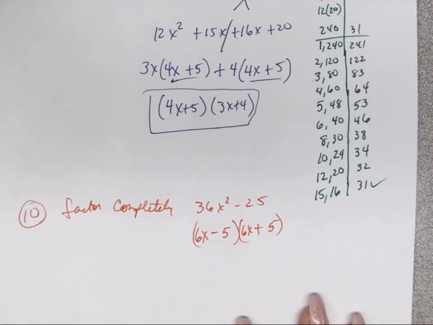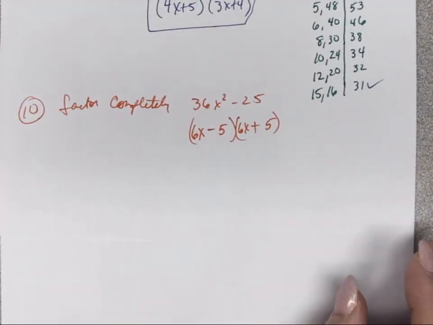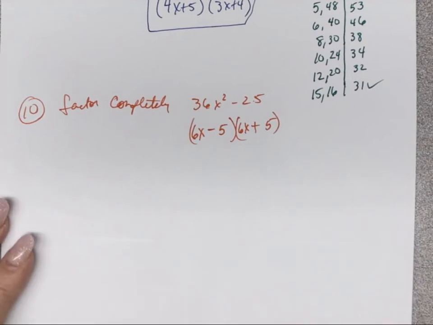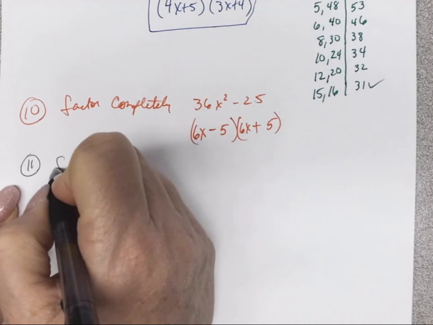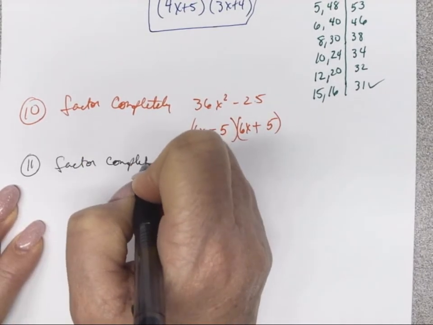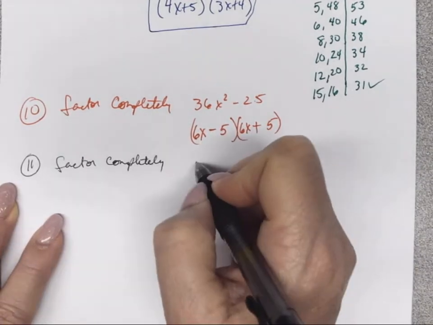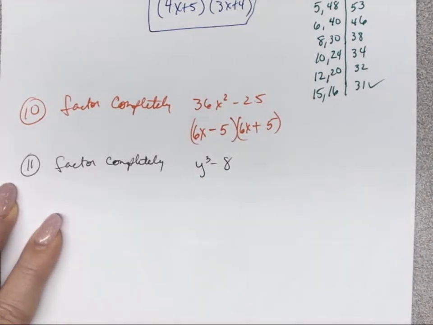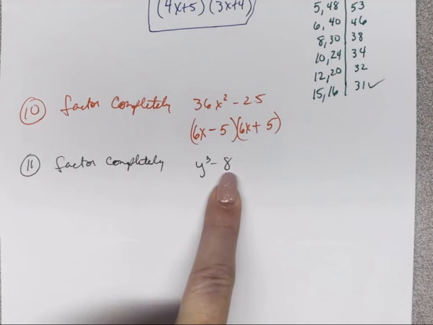All right, we have one more factor problem. So number 11, we are again asked to factor completely. And we are looking at y cubed minus 8. So this is a difference, and we've got a cubed. So we have to look at if this is a perfect cube, and it is.